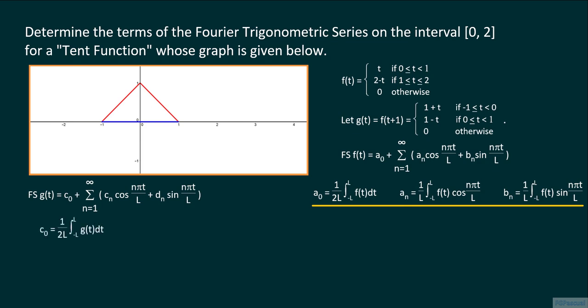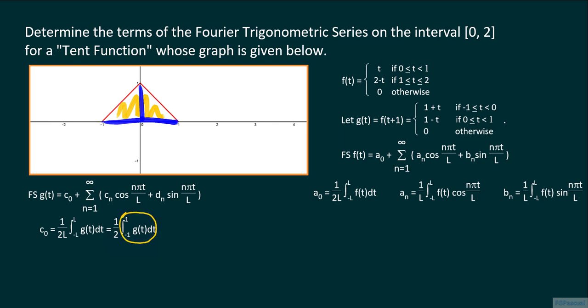C sub 0 is equal to 1 over 2L times the integral from minus L to L of g of t. L is equal to 1, and so the integral goes from minus 1 to 1. The integral of g of t from minus 1 to 1 is simply the area underneath the graph of g on the interval. The region under the graph of g is a triangular region whose area is half the base, which is 2, times the height, which is 1. And so the integral of g on the interval from minus 1 to 1 is 1, and c sub 0 is equal to 1/2.